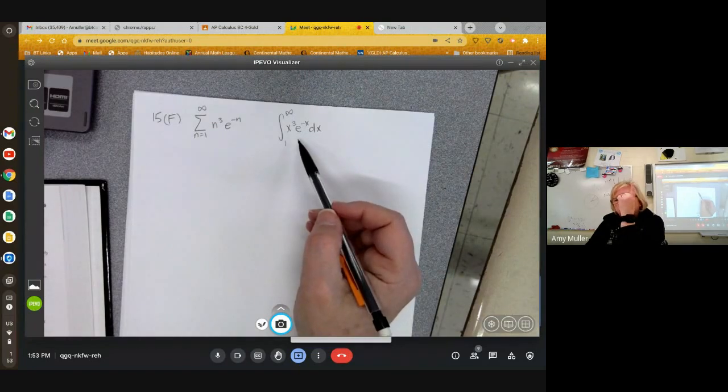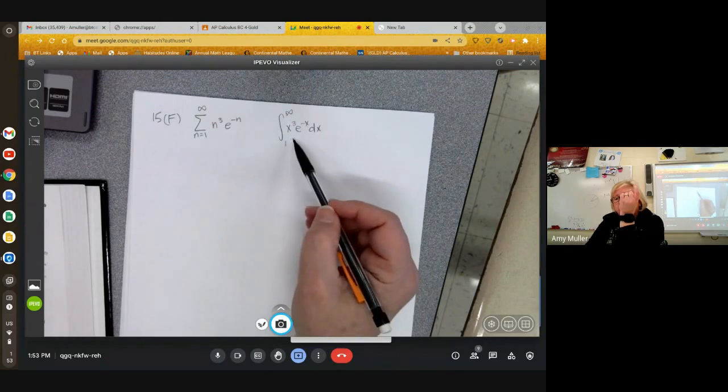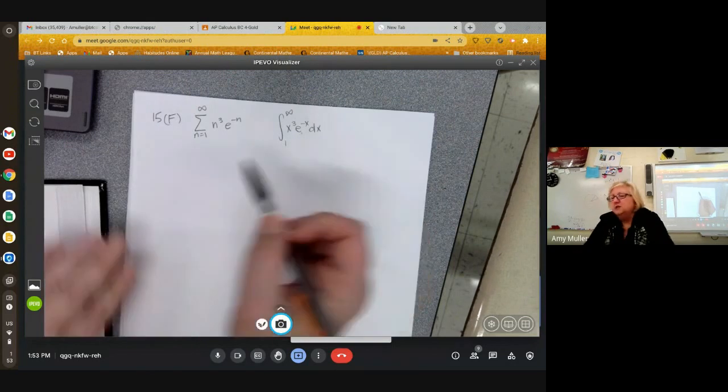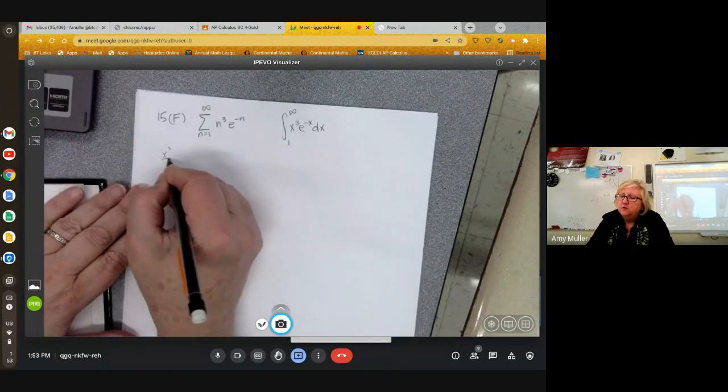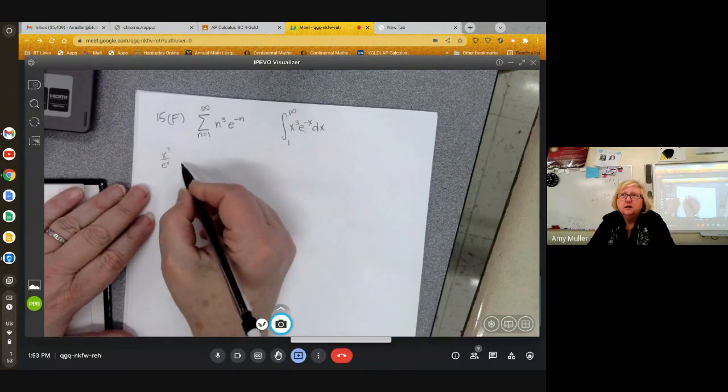positive. Well, x cubed, when x is going from 1 to infinity, is positive. I have to know if it's continuous, and it is. And I have to know if it's decreasing. So is e to the x going to win the battle to 0? The answer is yes, so it's decreasing, because this is the same as saying x cubed over e to the x. And this is going to be decreasing. It has to be.